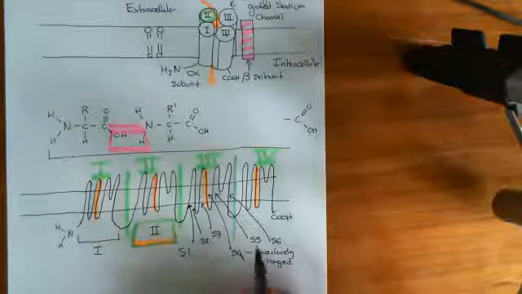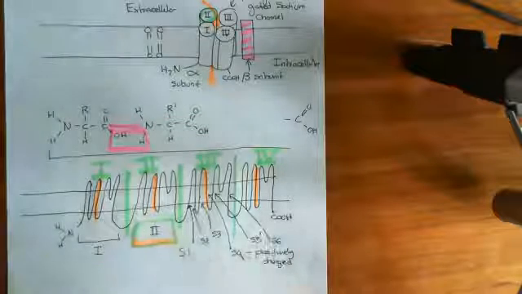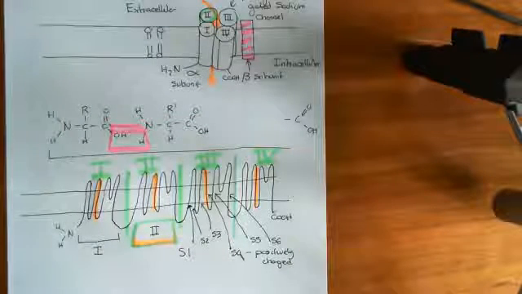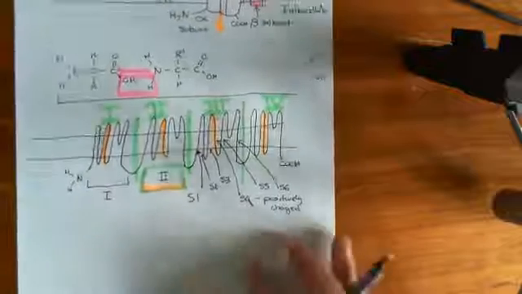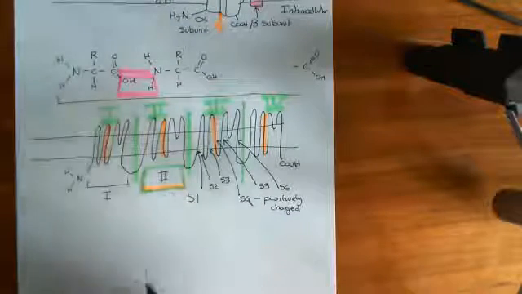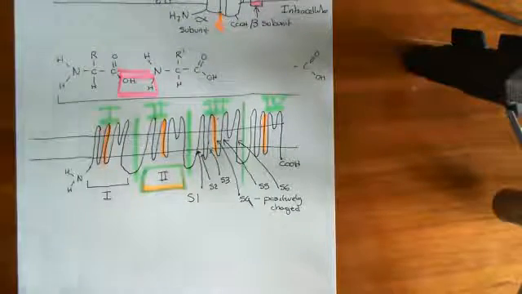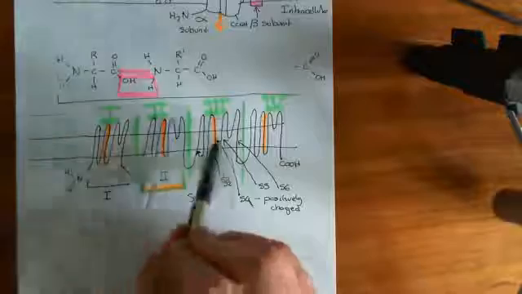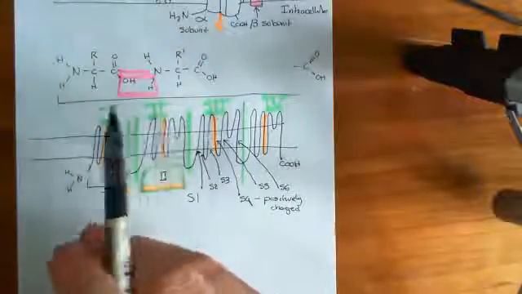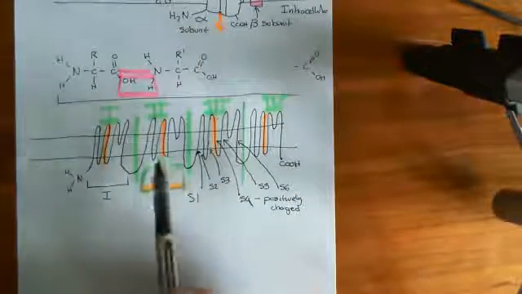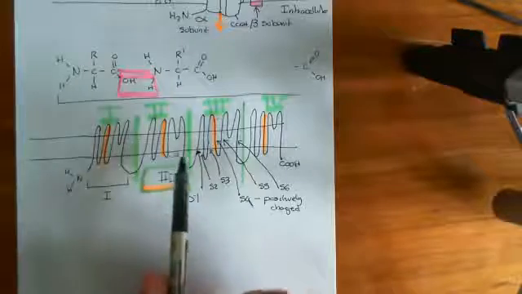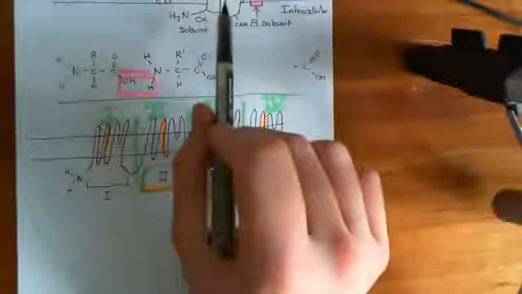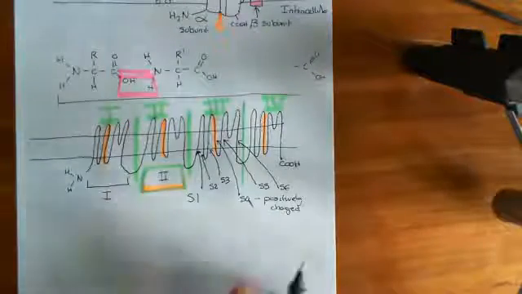So S4 is the bit that is voltage sensitive. So when the electrical potential difference across the membrane changes, something about the channel has to recognize that there has been a change in the electrical potential difference across the cell membrane and change the structure of the channel in response to that. And basically it's the S4 domains of each of these cylinders that responds to the change in the electrical potential difference and changes the structure of the channel.